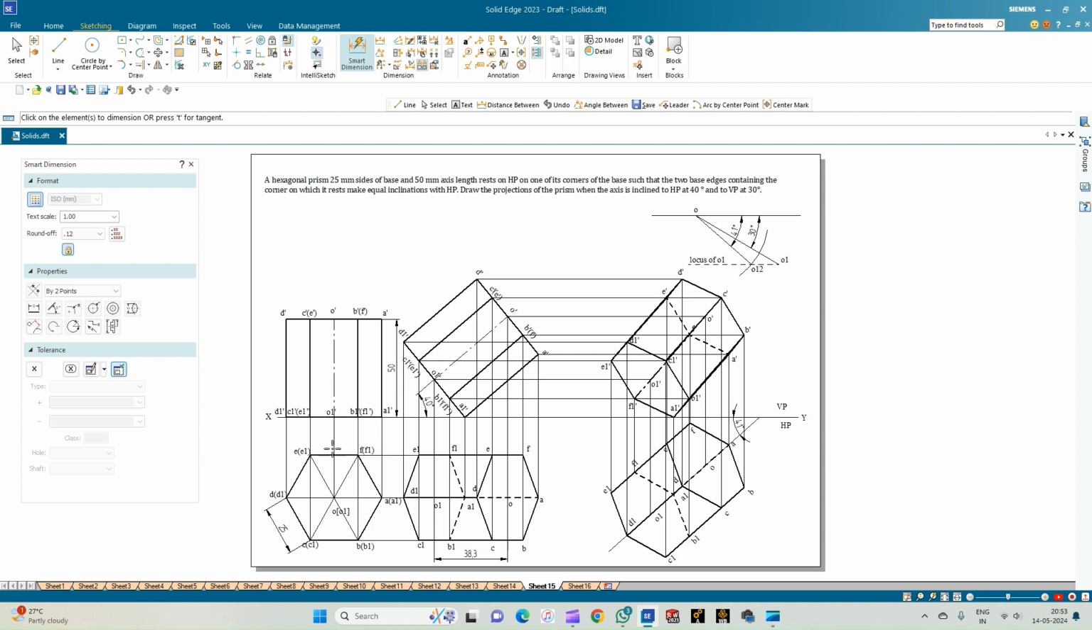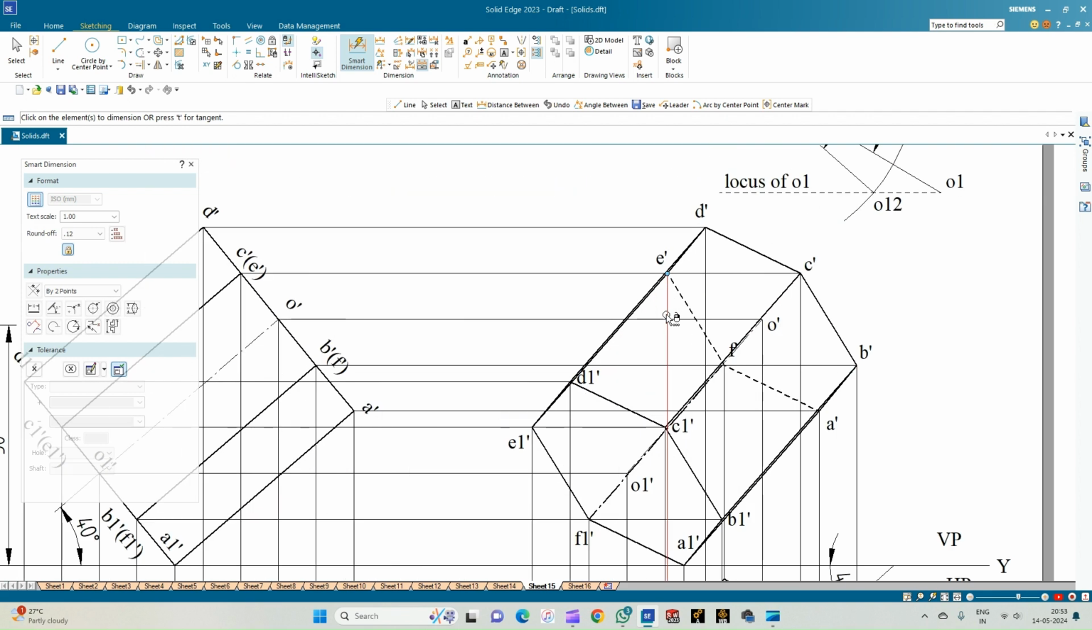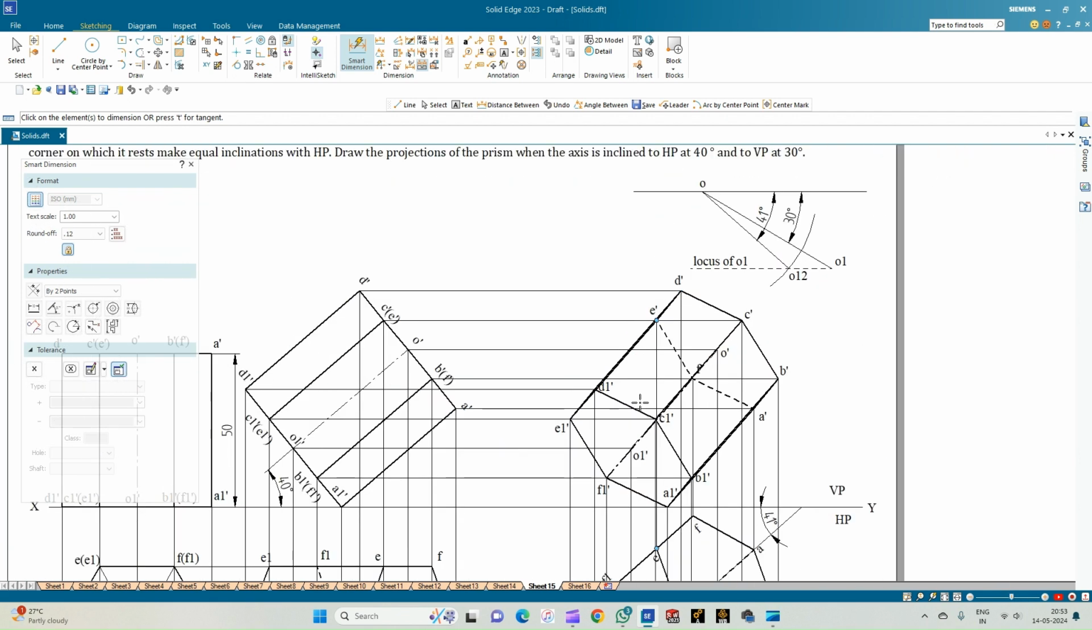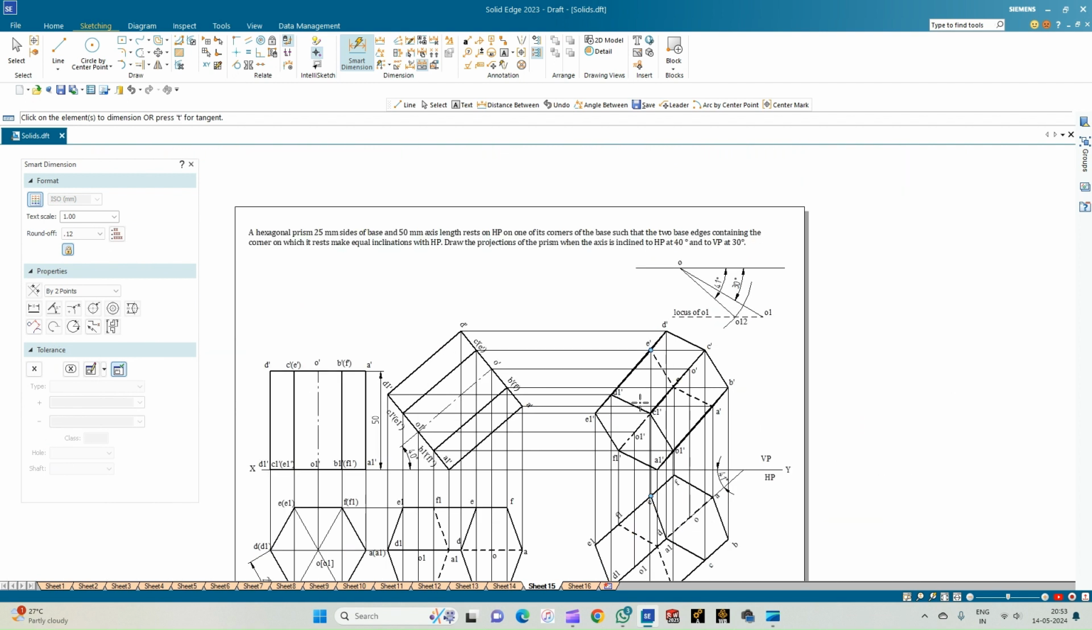But since the axis has changed its dimension from 50 to 38.3 mm, and we are going to consider this as the reference for the next position, we have to construct the beta angle, because the word appears to be inclined to VP is not mentioned in the problem statement. So the angle, beta angle, will be equal to 41 degrees, and then we are going to complete the construction of the top and the front view of the prism using the projection lines.